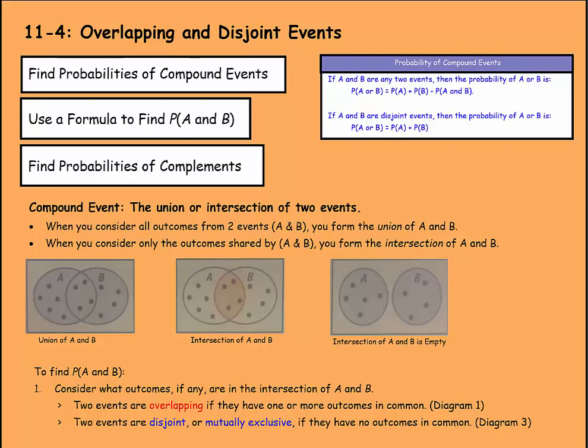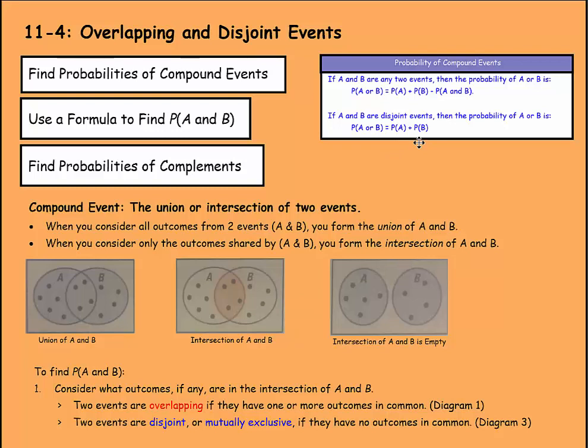So there's actually an equation we can use to solve these. This equation is for the probability of compound events. If A and B are any two events, then the probability of A or B would equal the probability of A plus the probability of B minus the middle section here. If they are disjoint events, you don't have to worry about that middle section, so you don't even need to subtract it after you add the probability of A with the probability of B.